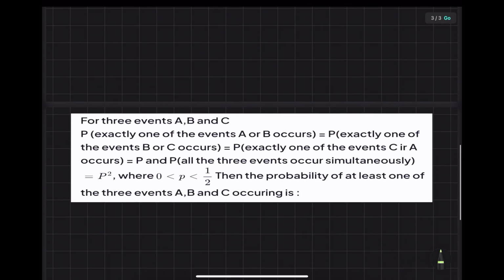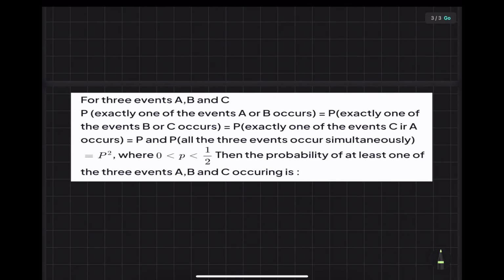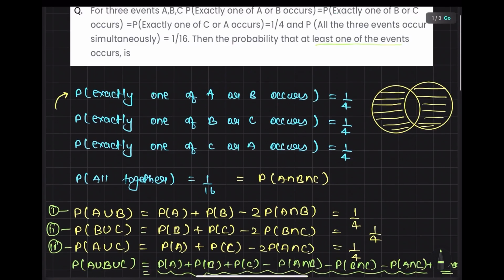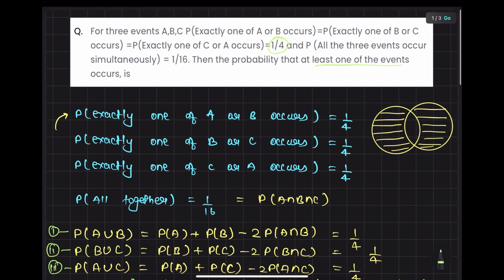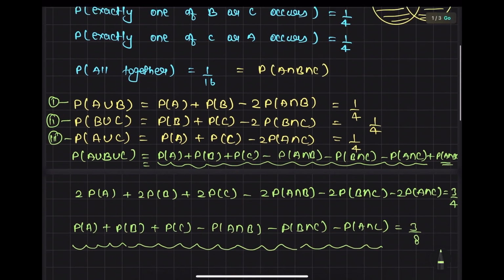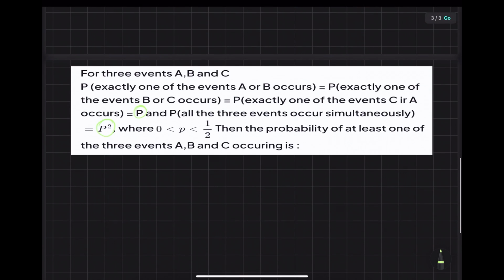Similar to this question, they have asked another question which looked the same. Probability of exactly one of the events A or B, probability exactly one of the events B or C, probability exactly one of the events C or A is p, and all three events occurring together is p square. So here they have used p, here they have used p square, and here it was also the same, 1 by 4 and 1 by 4 square, right? So it is again p and p square. So you can solve this question.